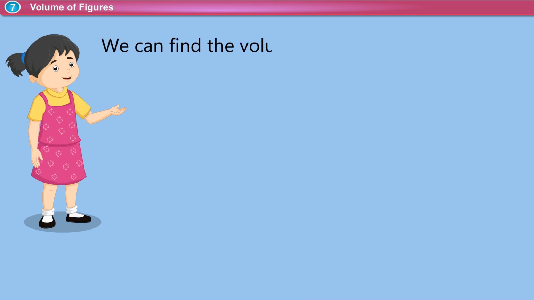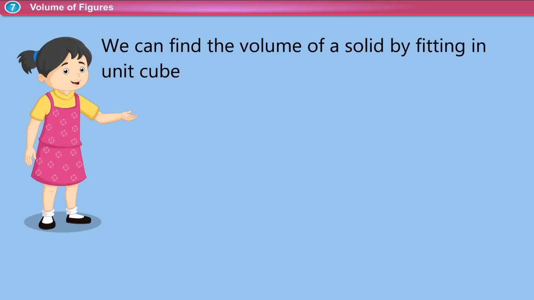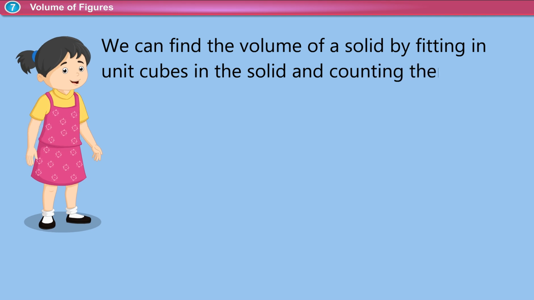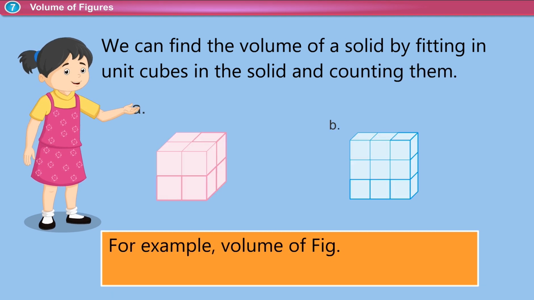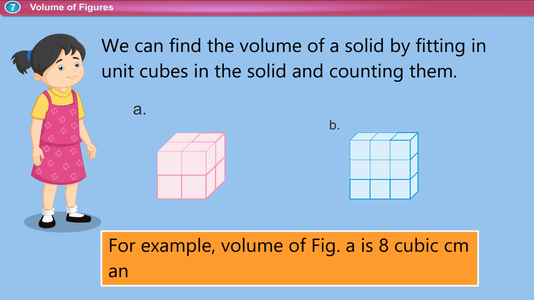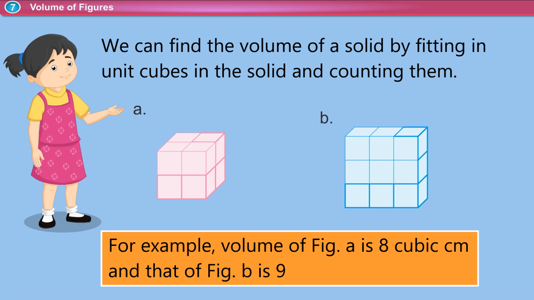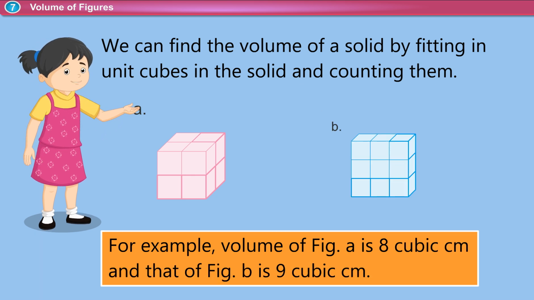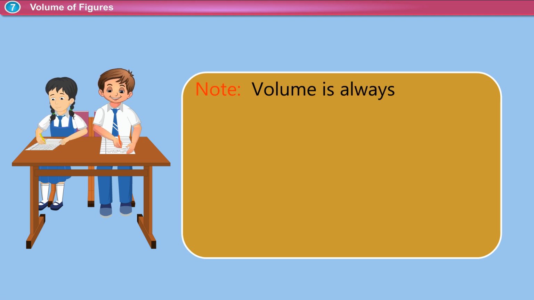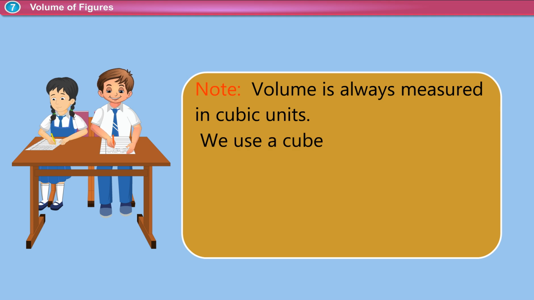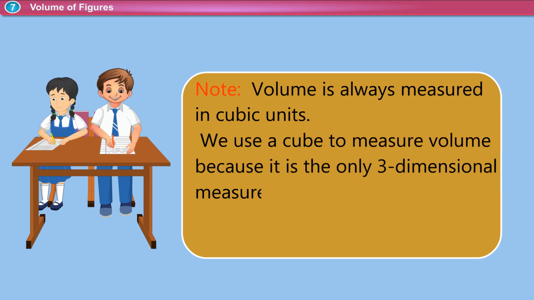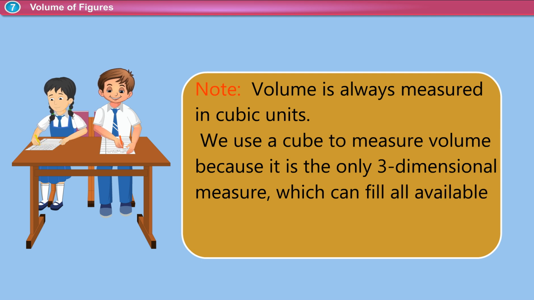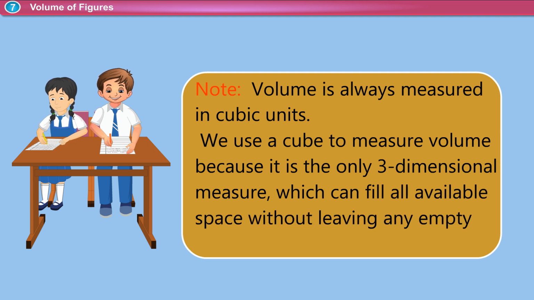We can find the volume of a solid by fitting unit cubes in the solid and counting them. For example, the volume of figure A is 8 cubic cm and that of figure B is 9 cubic cm. Note: volume is always measured in cubic units. We use a cube to measure volume because it is the only three-dimensional measure which can fill all available space without leaving any empty space.